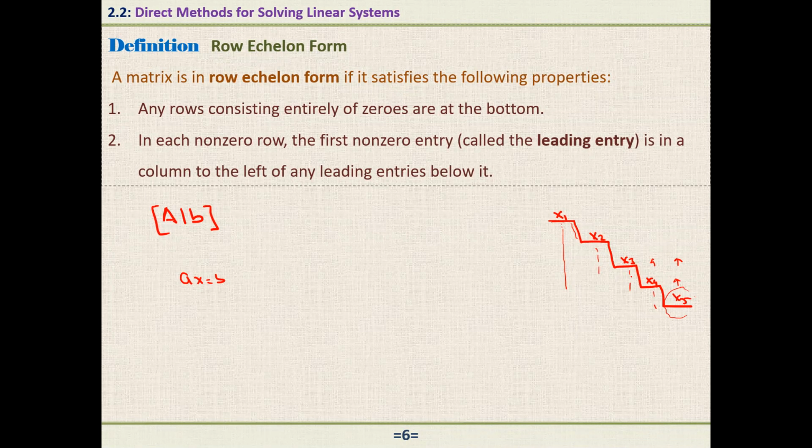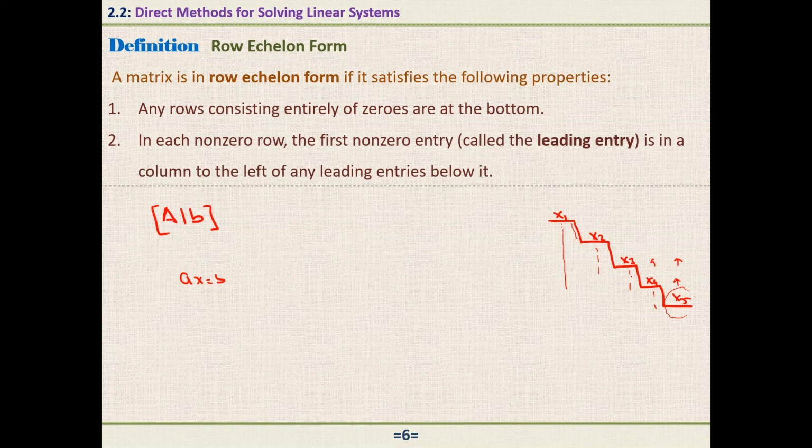A matrix is in row echelon form if it satisfies the following properties, and we have two properties. The first one is any rows consisting entirely of zeros are at the bottom. That means that if you have any row where all entries are 0, we should put them at the bottom part of the matrix. And the second one is in each non-zero row.